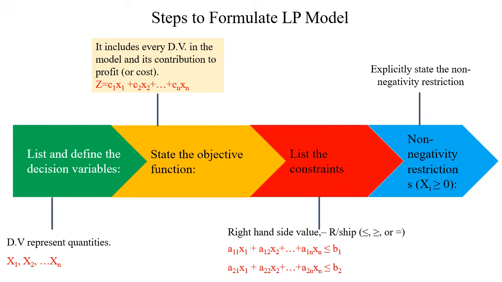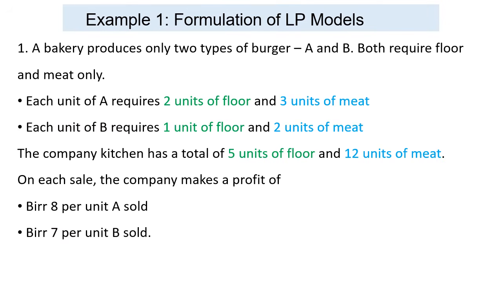And the last step for formulating the linear programming model is non-negativity restrictions. Here we have to state explicitly the non-negativity restrictions of the decision variables. Let's do an example for better understanding about formulation of linear programming models from a real problem.